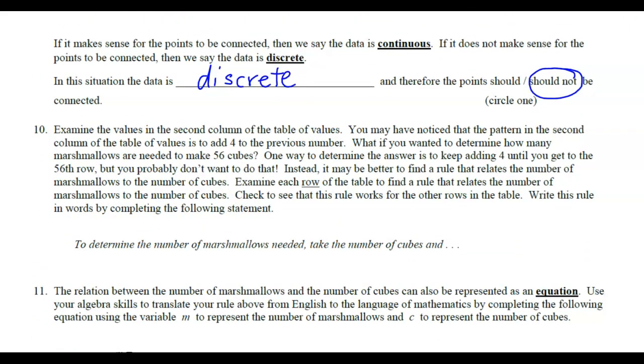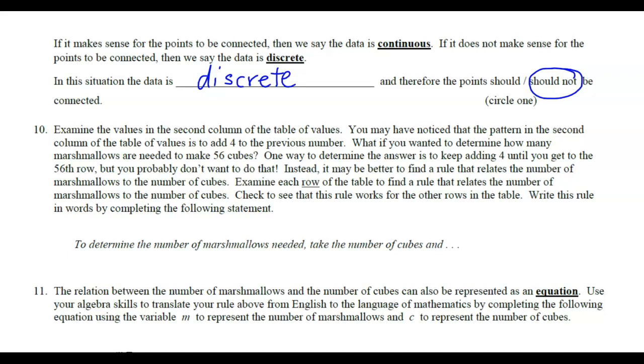Okay, examine the values in the second column of the table. You may have noticed that the pattern in the second column of values is to add 4 to the previous. What if you wanted to determine how many marshmallows are needed to make 56 cubes? One way to determine the answer is to keep adding 4 until you get to the 56th row.